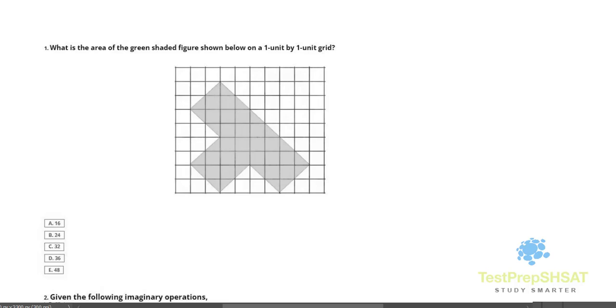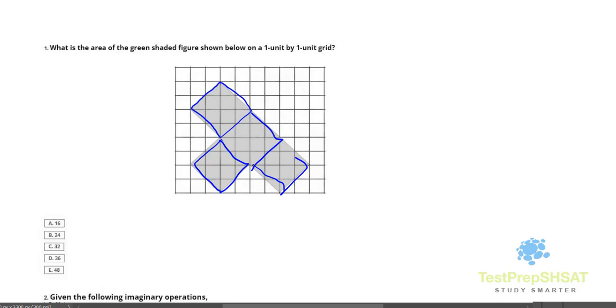What is the area of the shaded figure below on a 1x1 unit grid? So one thing we might recognize right away is that this T shape is actually broken out into basically 4 different squares. And I'll just quickly outline them.